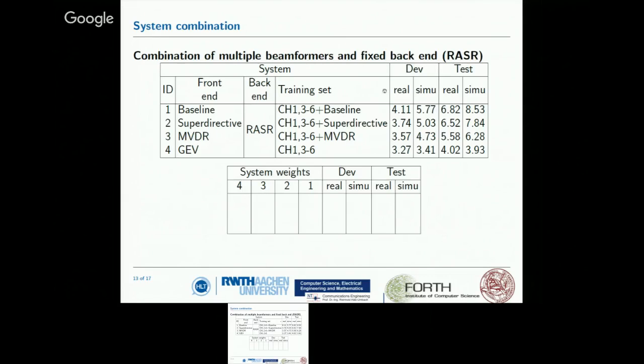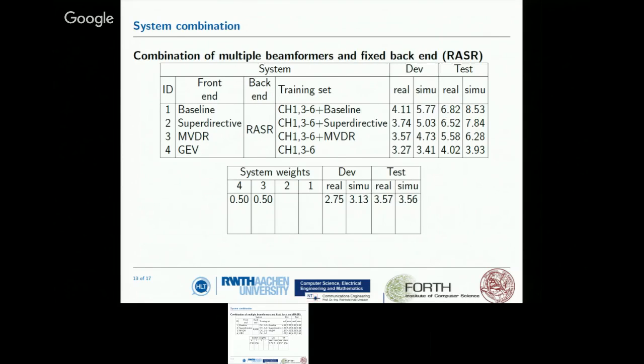Then we wanted to do system combination. Even though the improvement by extending the training set wasn't that significant, we chose to use those systems. On the one hand, because on the development set, it actually worked okay. And on the other hand, because we wanted to have a bigger variation in the systems, which is supposedly good for system combination. So we did the system combination with a confusion network combination, and I'm going to show you the results. You can see the system weights and the results in those tables.